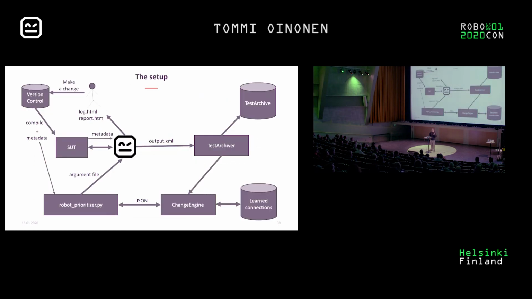What it does, it takes the changes that I have, whatever I feed it. It asks from the change engine what would be the best order to run the test cases. And it can produce just an argument file listing the test case names. Let's run the top 3. I was giving it an argument, give me the top 3 test cases. And I run them. This is the setup. And so far, everything has been open sourced.